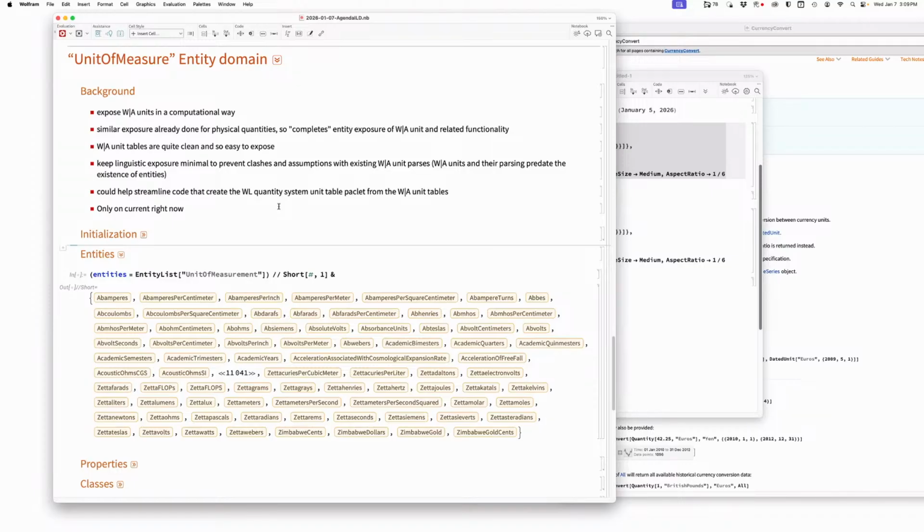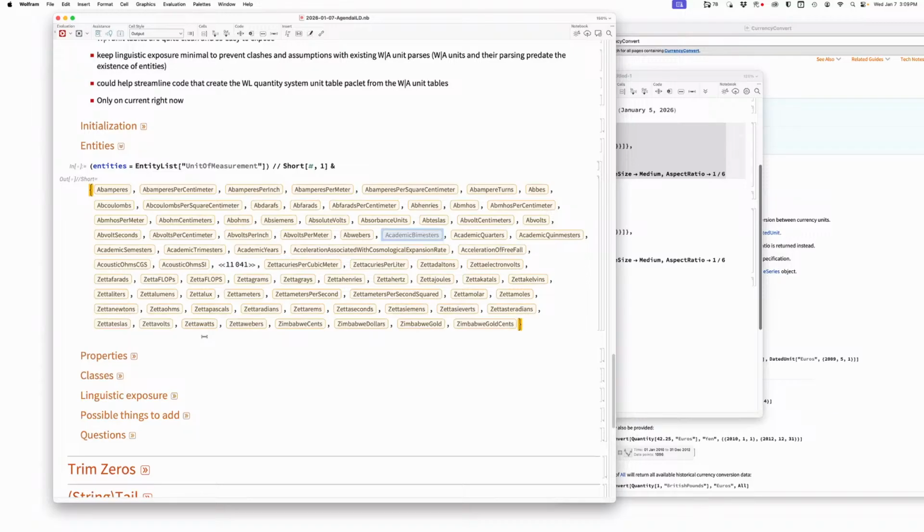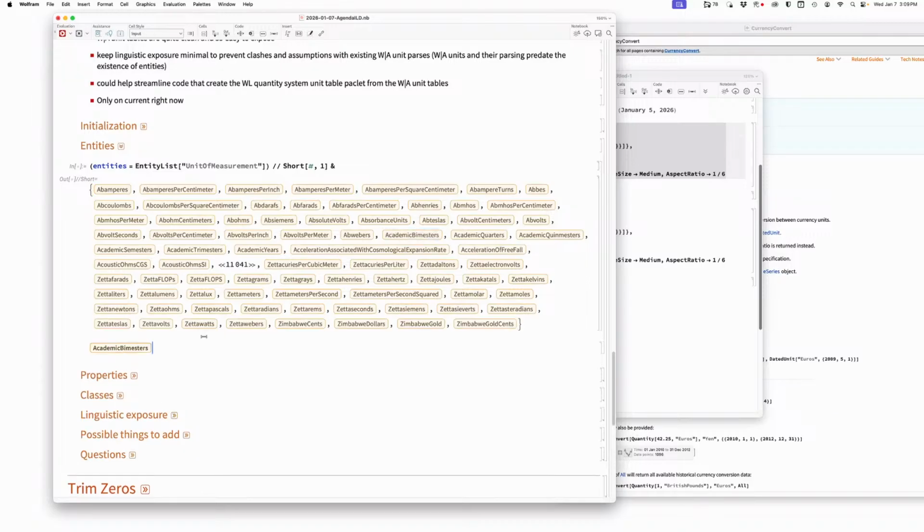A while back, up until maybe a year or two ago, we had the Wolfram language physical quantity system, which was based on stuff that existed in Wolfram Alpha, but you hadn't wanted to expose it for physical quantities. Then you decided it makes sense, might as well expose physical quantities. So now they are their own entity domain and they interact nicely with the Wolfram language quantity functionality. But you still didn't want to expose units.